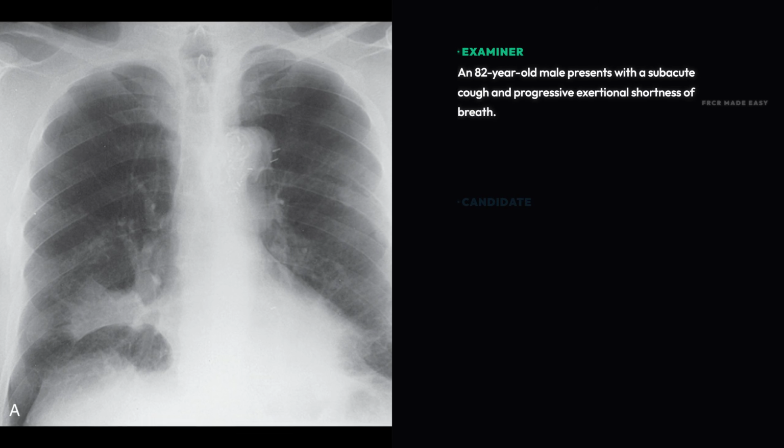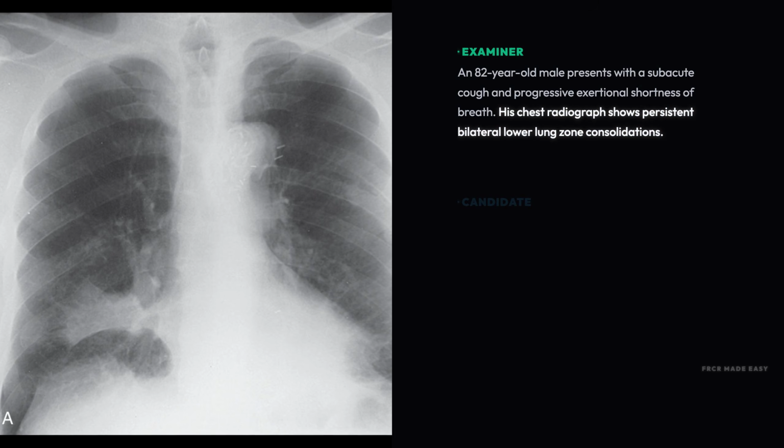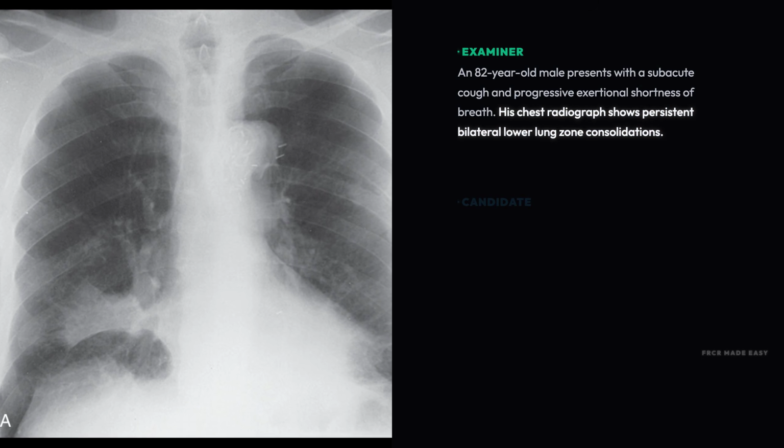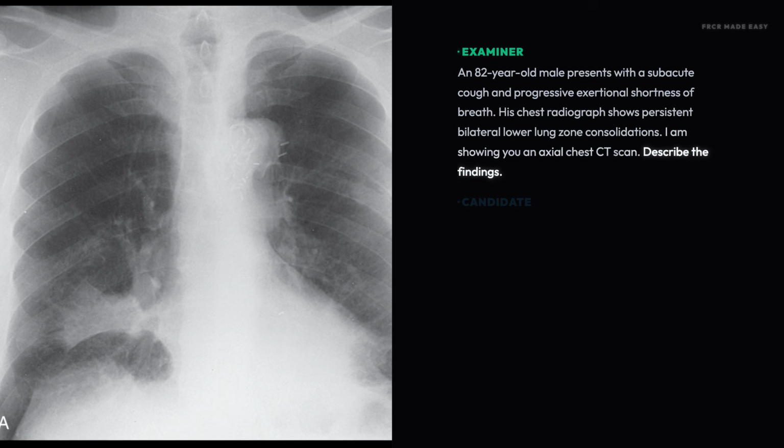An 82-year-old male presents with a subacute cough and progressive exertional shortness of breath. His chest radiograph shows persistent bilateral lower lung zone consolidations. I am showing you an axial chest computed tomography scan.